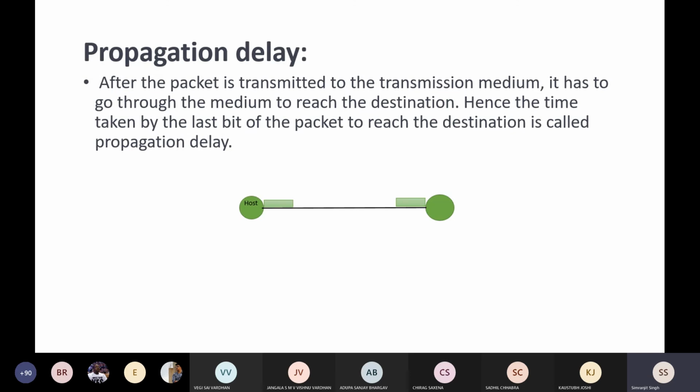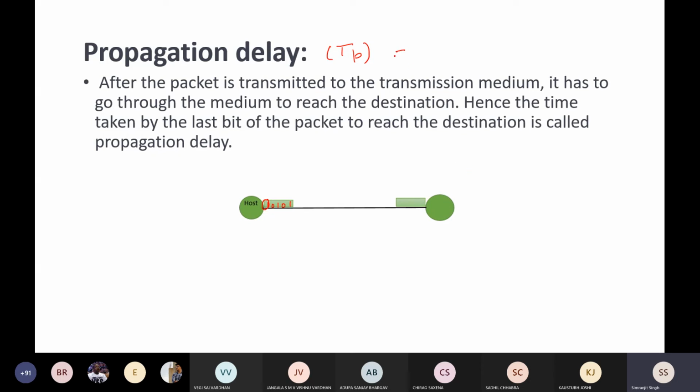Another delay is your propagation delay, which you also know about. It is the time taken for the last bit of the packet to reach the receiver, most commonly denoted as TP. After the packet is transmitted onto the transmission medium, it has to go through the medium to reach the destination. Hence it is the time taken by the last bit of the packet to reach the destination. If there are many bits, the last bit is this one, and the time taken for this last bit to reach the receiver is called your propagation delay.